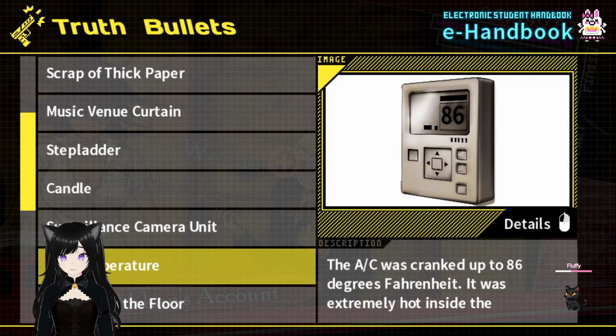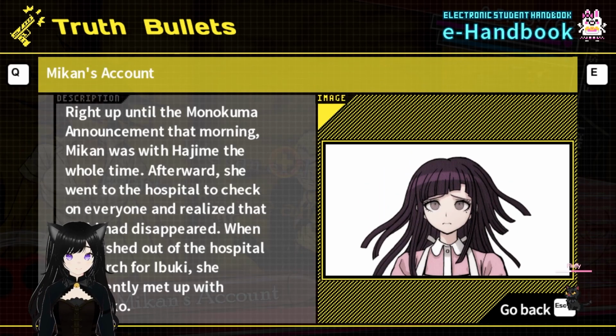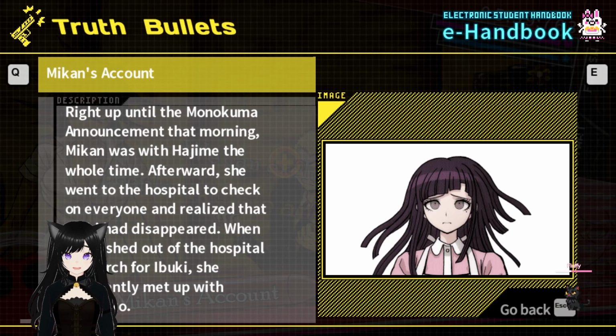So, Mikan's account. Right up until the Monokuma announcement that morning, Mikan was with Hajime the whole time. Afterwards, she went to the hospital to check on everyone and realized that Ibuki had disappeared. When she rushed out of the hospital to search for Ibuki, she apparently met up with Fuyuhiko. Okay, so that's pretty strong, I think.